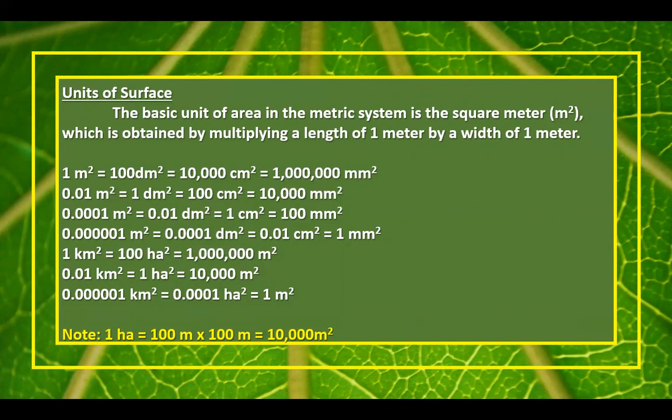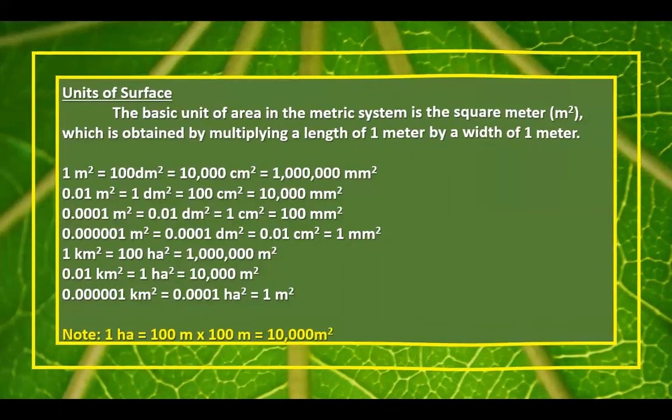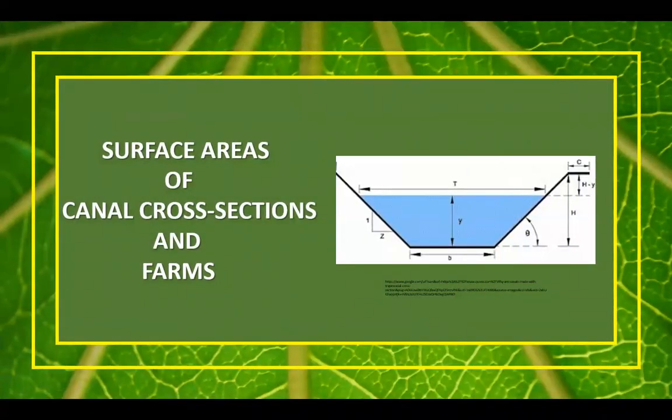1 kilometer squared is equal to 100 hectares is equal to 1 million meters squared. And 0.01 kilometer squared is equal to 1 hectare is equal to 10,000 meters squared. And 0.00001 kilometer squared is equal to 0.001 hectare is equal to 1 meter squared. Take note that 1 hectare is equivalent to 10,000 meters squared because 100 meters times 100 meters is equal to 10,000 meters squared.